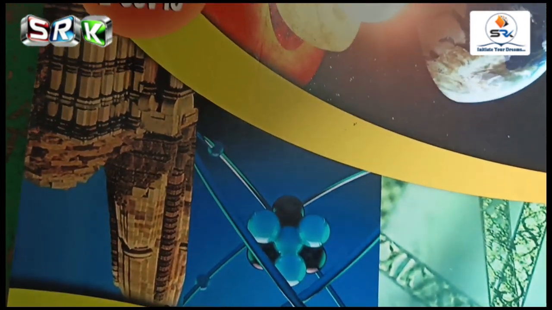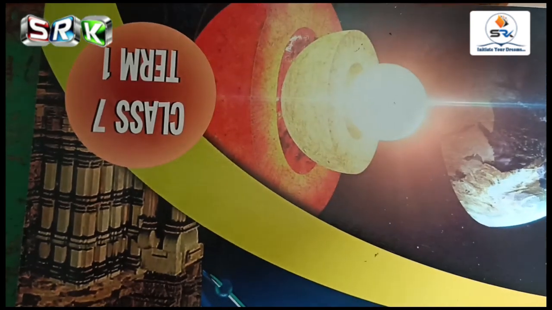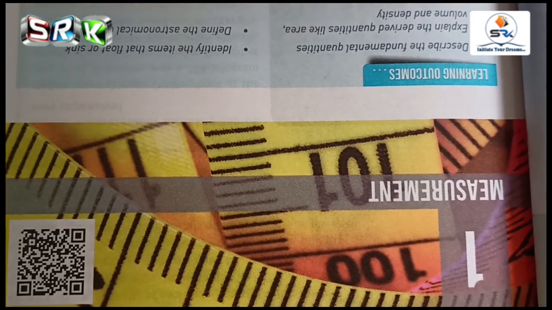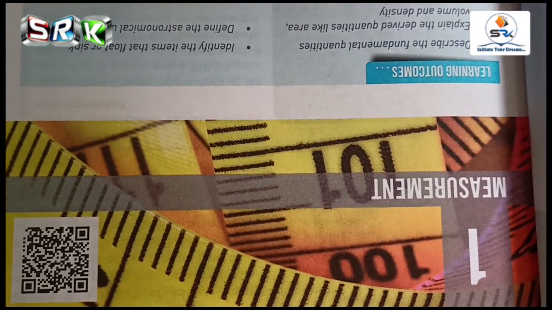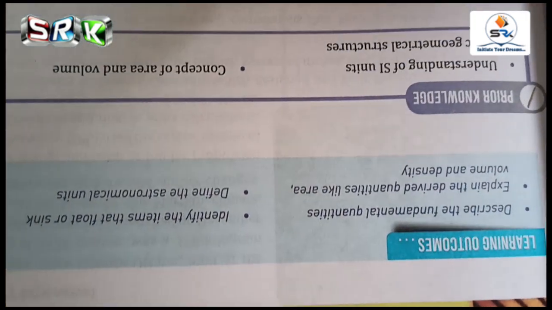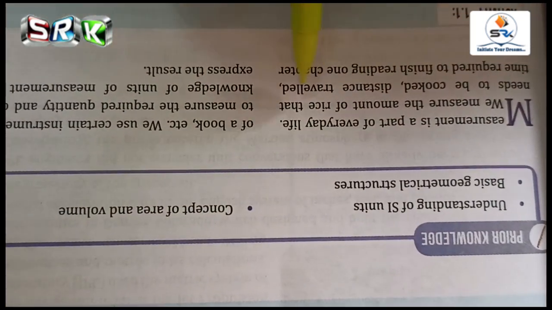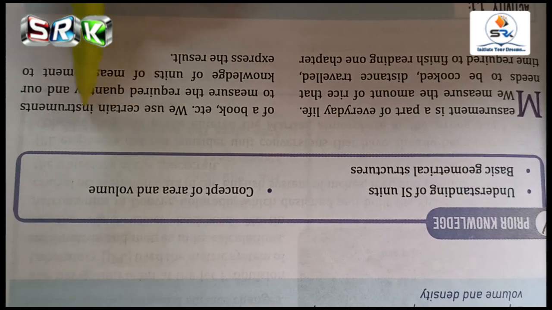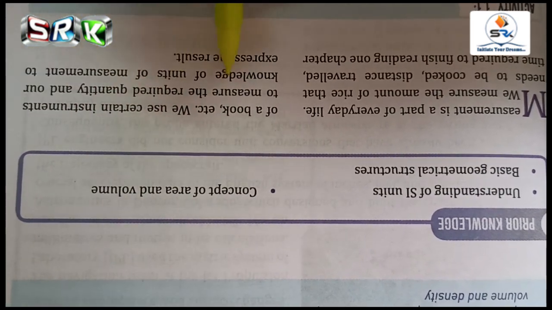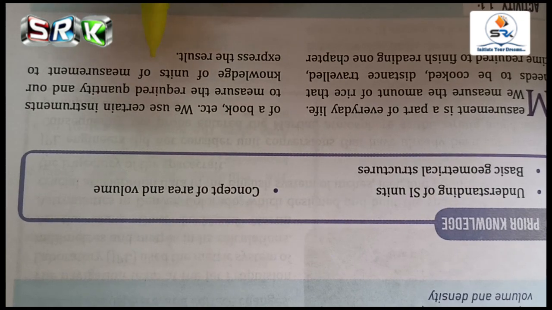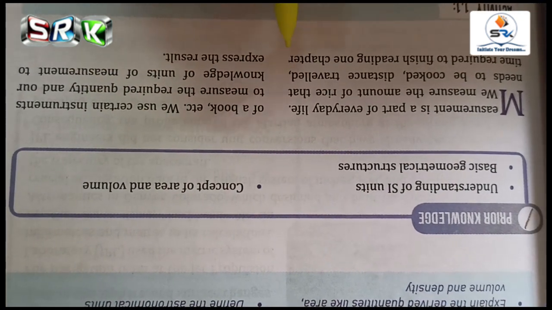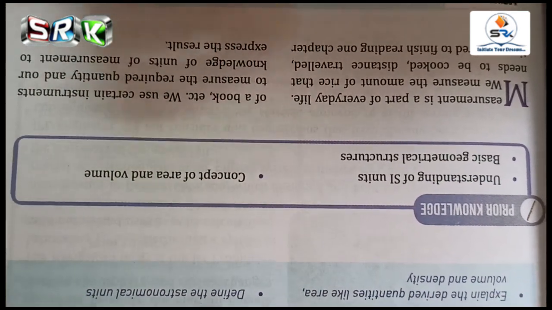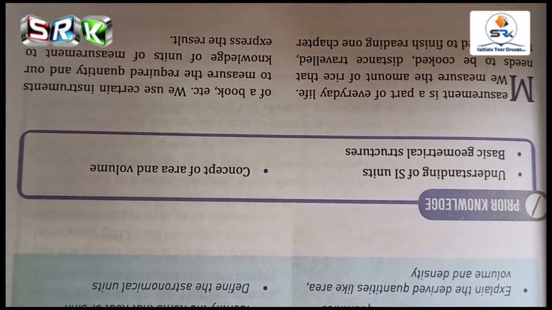So this is your 7th standard science book. And in this you are going to see the first lesson. First we will see a little introduction about our lesson, measurement. So measurement is a part of everyday life. We measure the amount of rice that needs to be cooked, distance traveled, time required to finish reading one chapter of a book, etc. We use certain instruments to measure the required quantity and our knowledge of units of measurement to express the result. So from this what you have understood? To measure the amount of rice or a distance traveled, all this requires some amount of measurements.